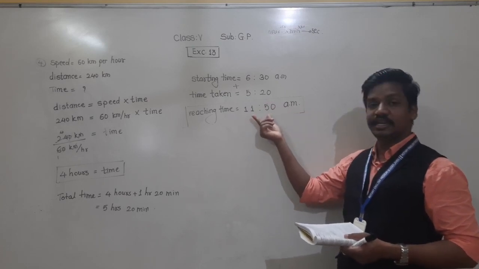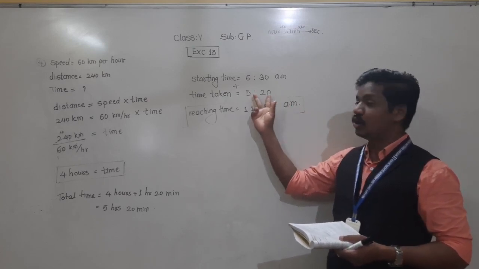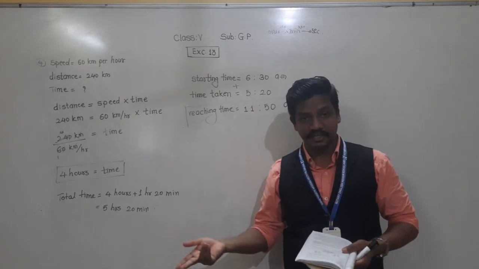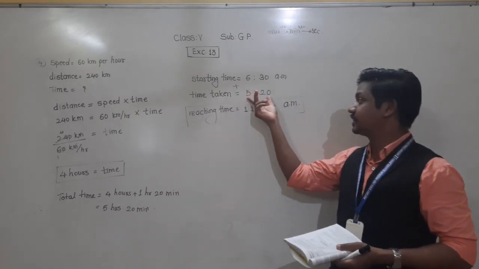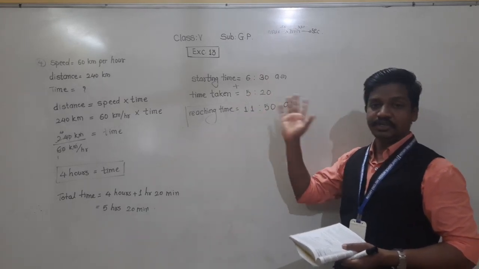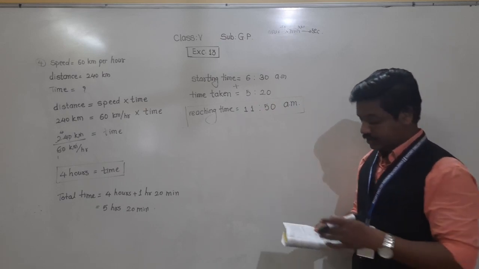And how did we find this 11:50? Well, first we found how much time he has taken for the journey, and then we added the time taken for the journey to the starting time. We got the reaching time. Okay.